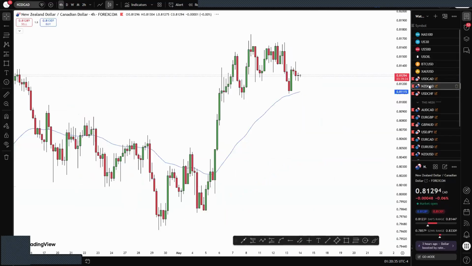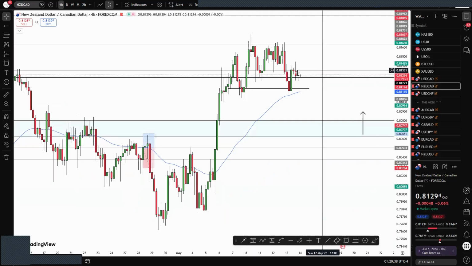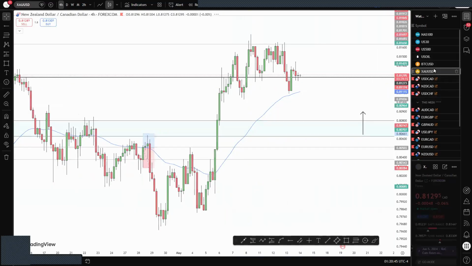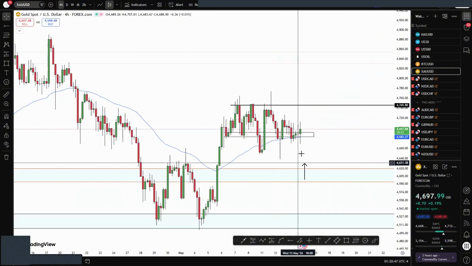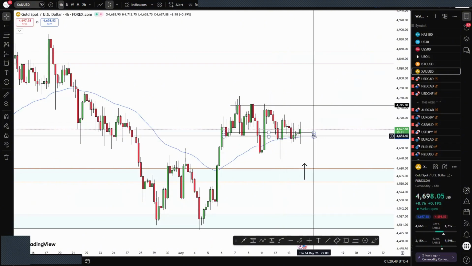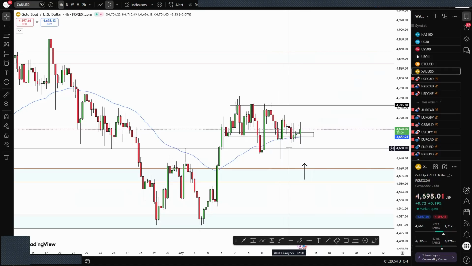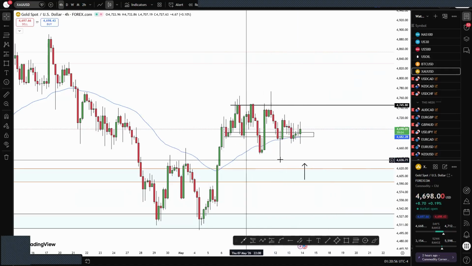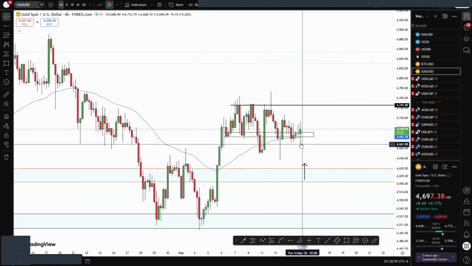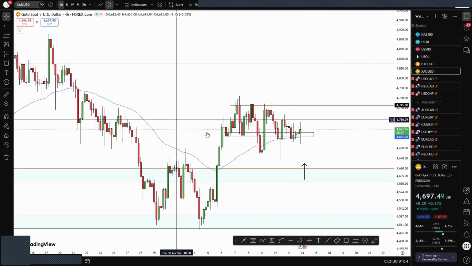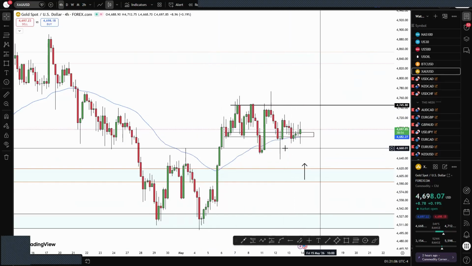Then we have NZD card. Also, price is still roaming around this area. No retest yet. ZAR USD, you can see price almost retested, but it again rejected. So we are still waiting for price to drop below. And as for now, it's just playing at this daily structure point.